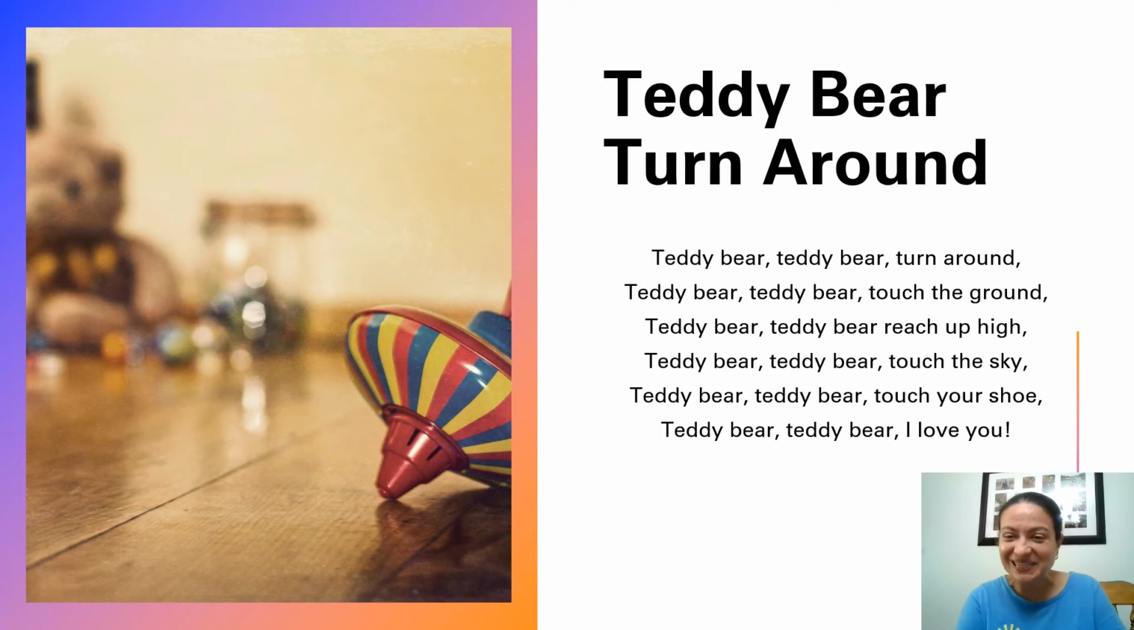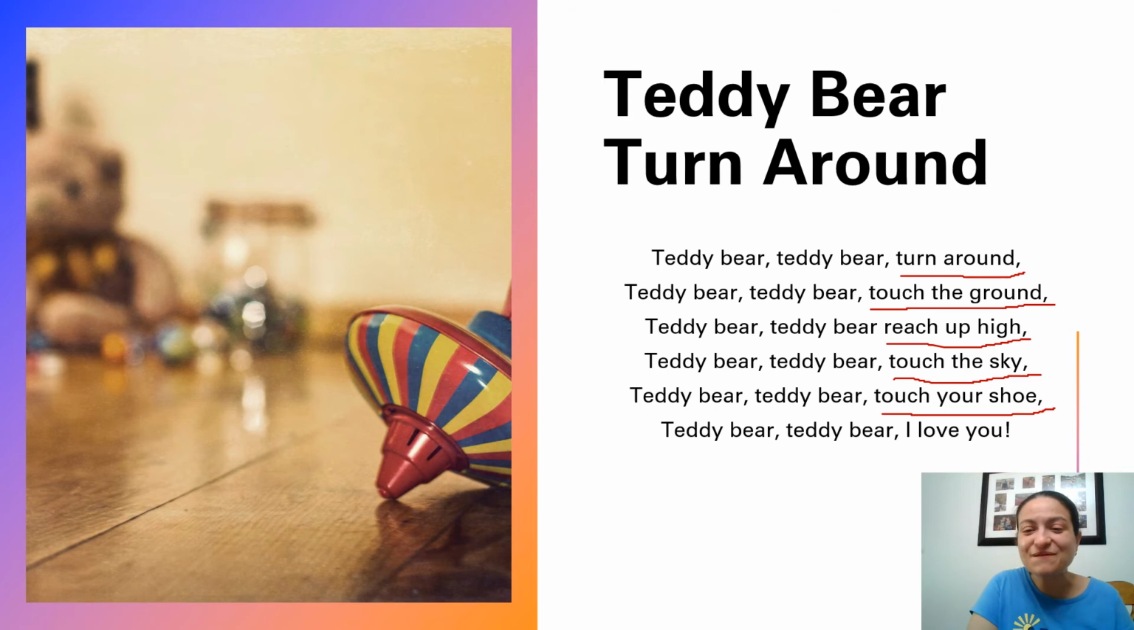Good job, guys, following along. Now, this one's kind of like a direction song. I feel like this song is telling us to do a couple of different things, right? Let's take a look. It's telling us to turn around, touch the ground, reach up high, and touch the sky. Can we touch the sky? No, probably not, but that means we can stretch really high. Then we're going to touch our shoe, and for I love you, we'll do it like this. Or you could point, or you can do your hands out like this.